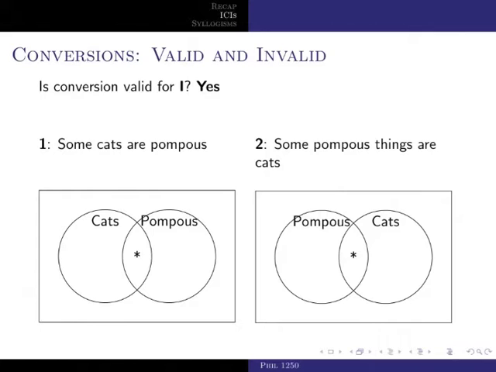Let's give a more concrete example. The premise is of the I form. Some cats are pompous. And we have the diagram for that below the proposition. And the conclusion is going to be its converse, namely some pompous things are cats. And we also have the diagram. So we can clearly see that it's impossible to make one true without making two true as well. So an argument from 1 to 2 will be valid because it is impossible to make the premise true without the conclusion being true as well.